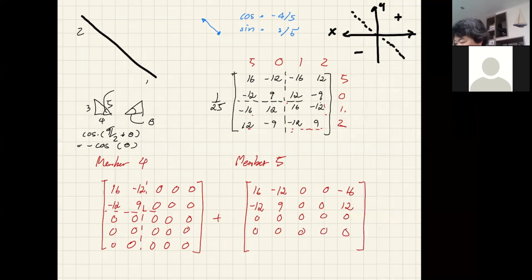And then the 5th row, it's right here, begin with number 1, that's minus 16. Column number 2, it's 12. And then nothing, nothing. And then column number 5 is 16. You see, still symmetric.